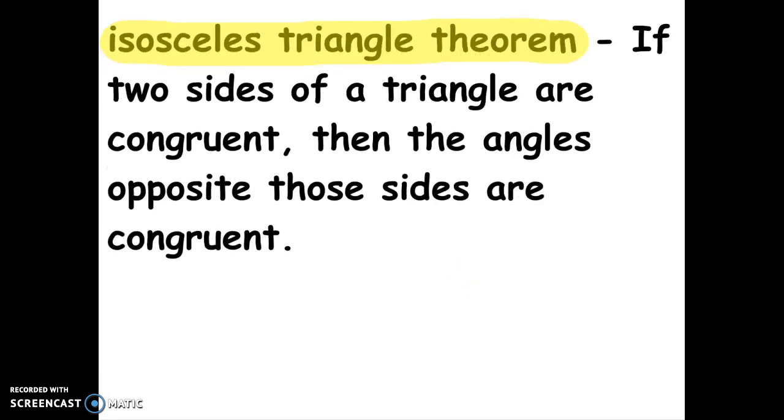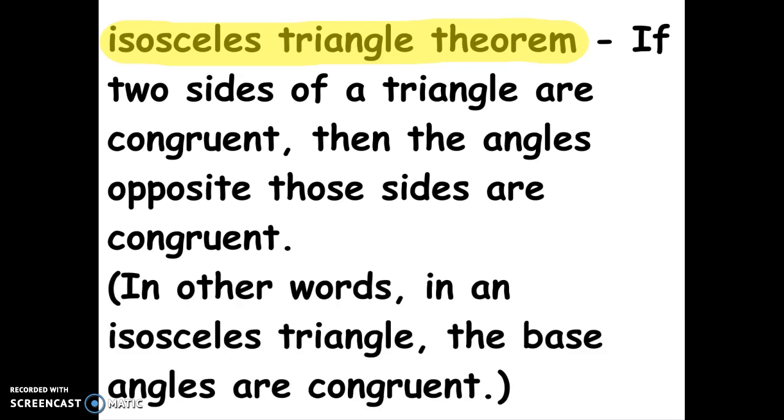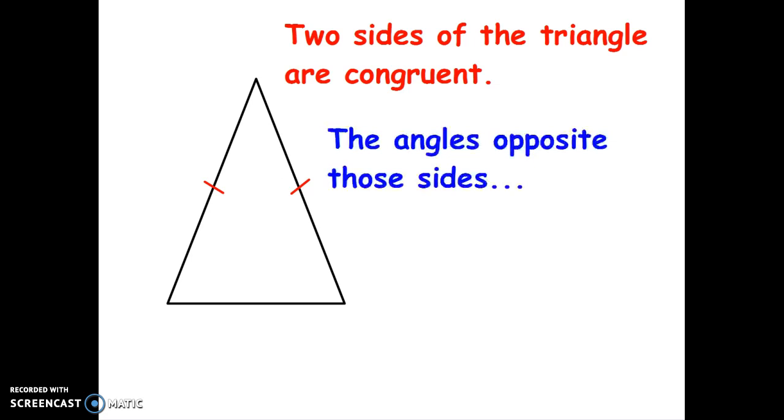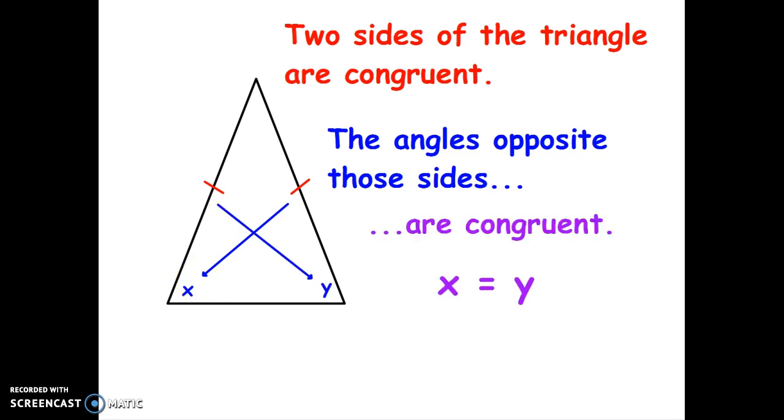The isosceles triangle theorem says that if two sides of a triangle are congruent, then the angles opposite those sides are congruent. In other words, in an isosceles triangle, the base angles are congruent. Two sides of the triangle are congruent. The angles opposite those sides, so by opposite, you see that would mean across from, are congruent. So x equals y.